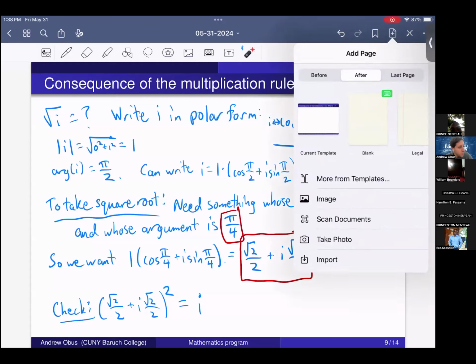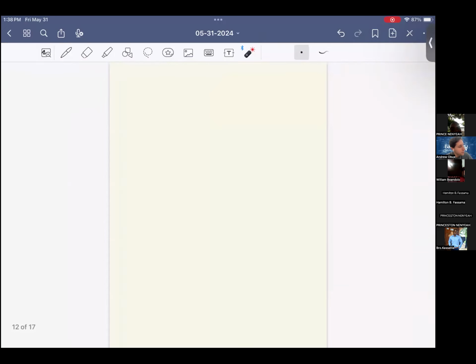Okay, let's do it. We've got a little time. So square root of 2 over 2 plus square root of 2 over 2i times square root of 2 over 2 plus square root of 2 over 2i. Okay, we're squaring it, so we multiply it by itself. So what do we get?